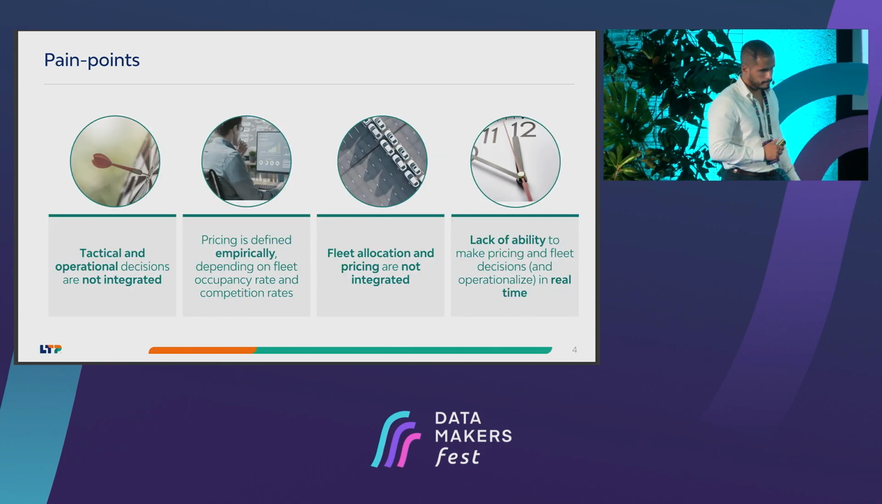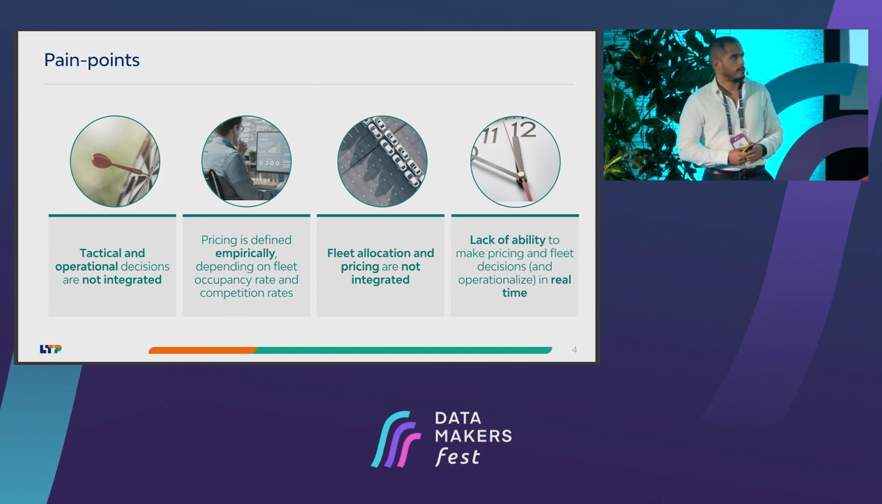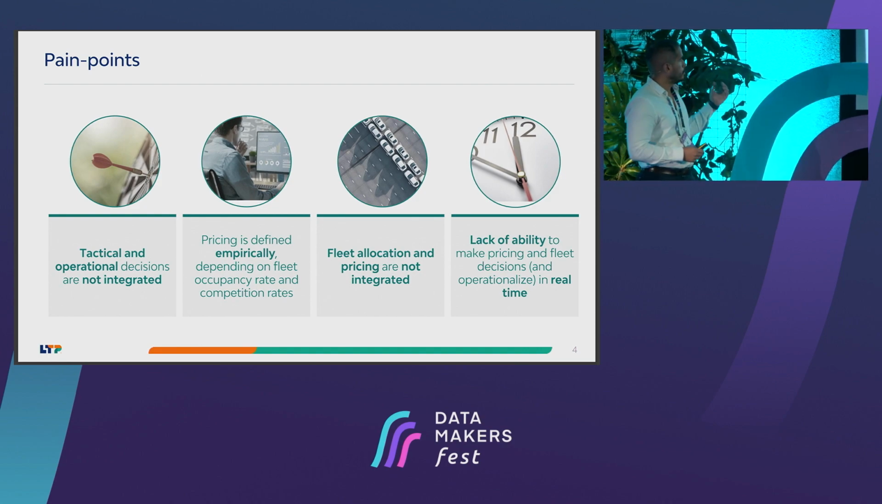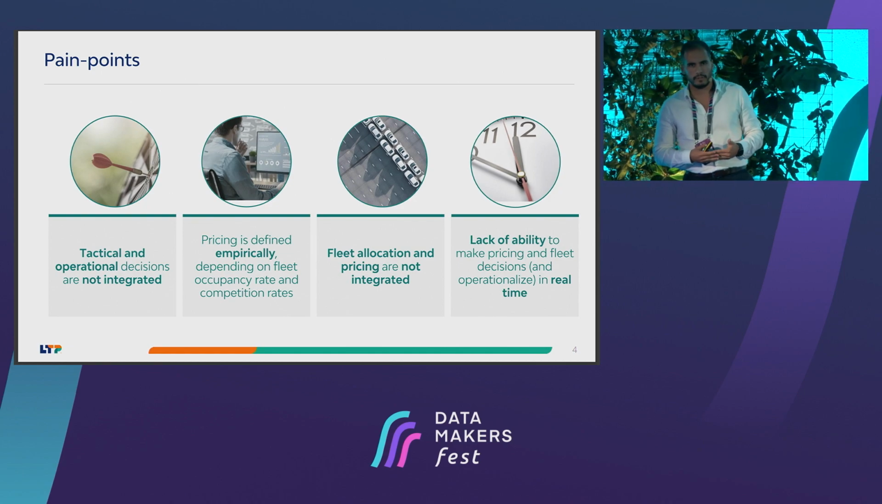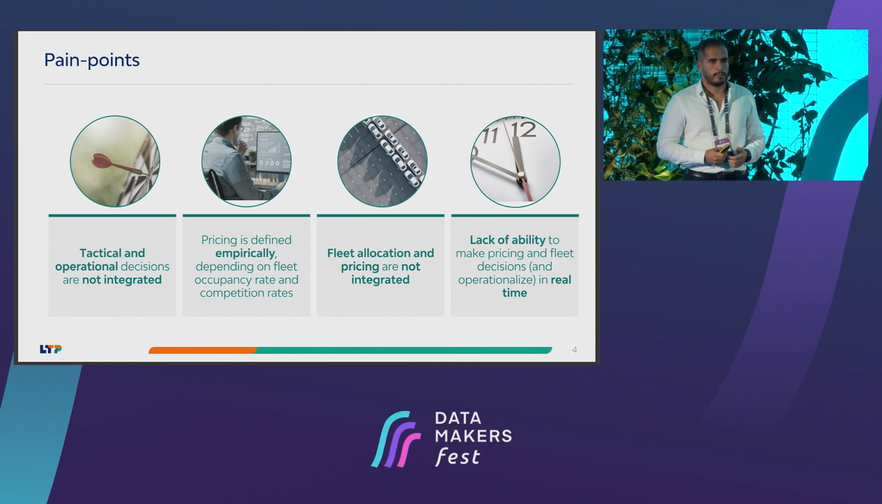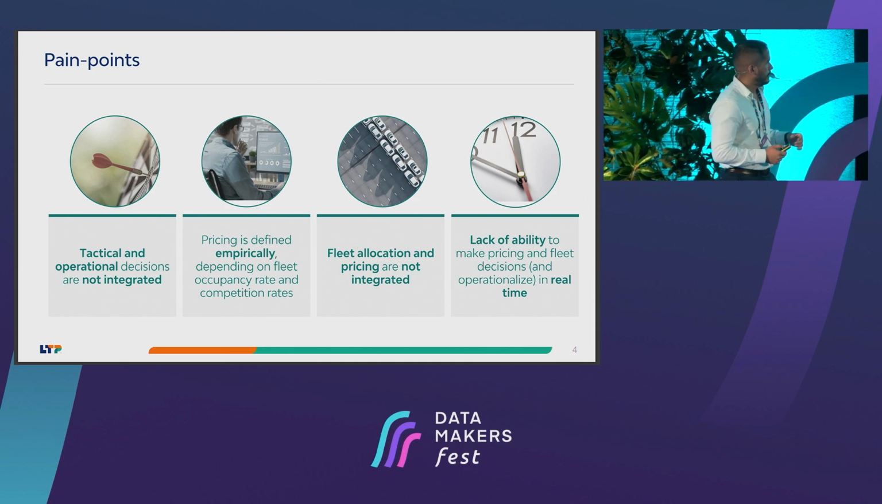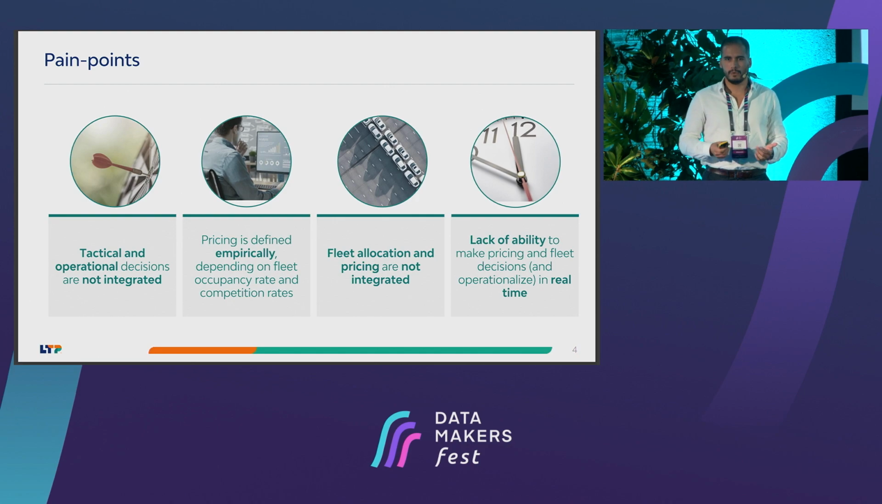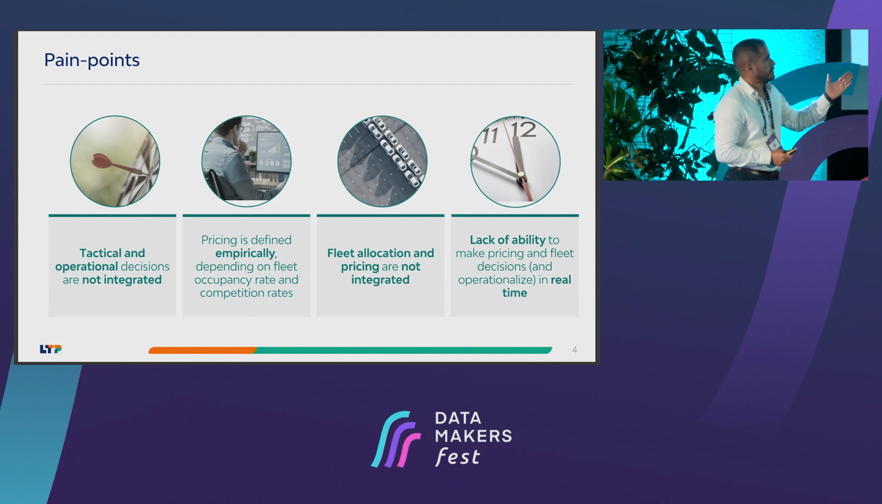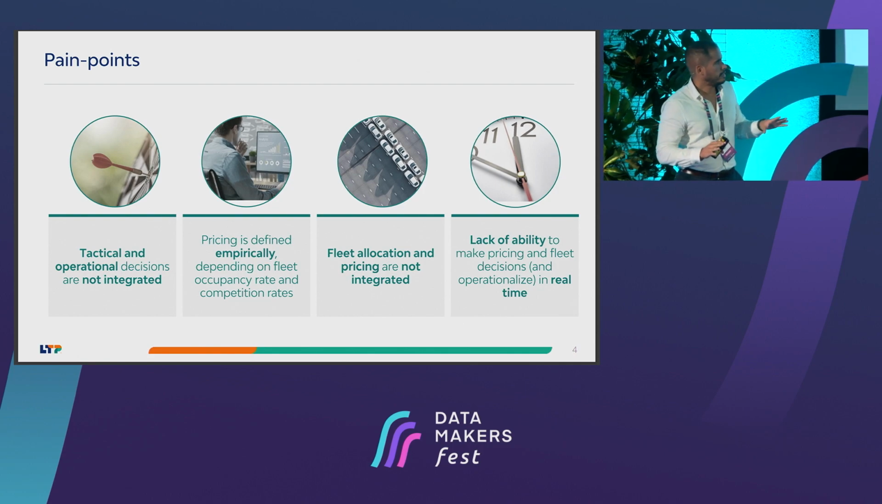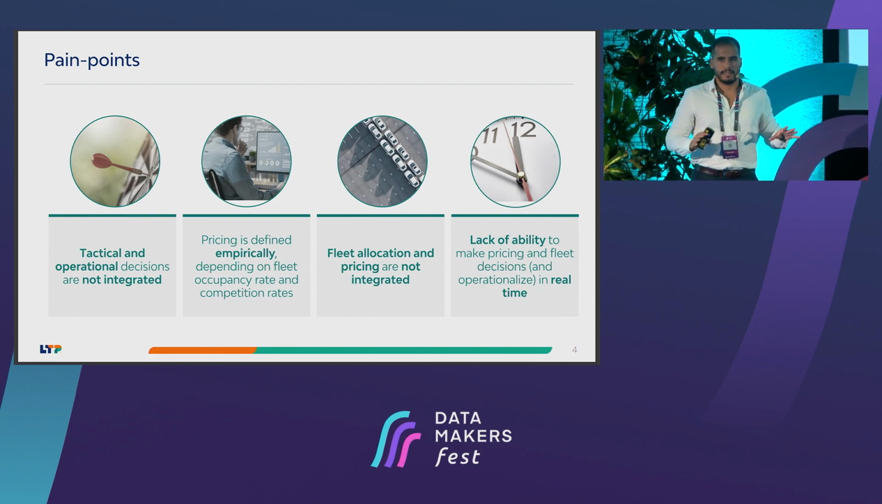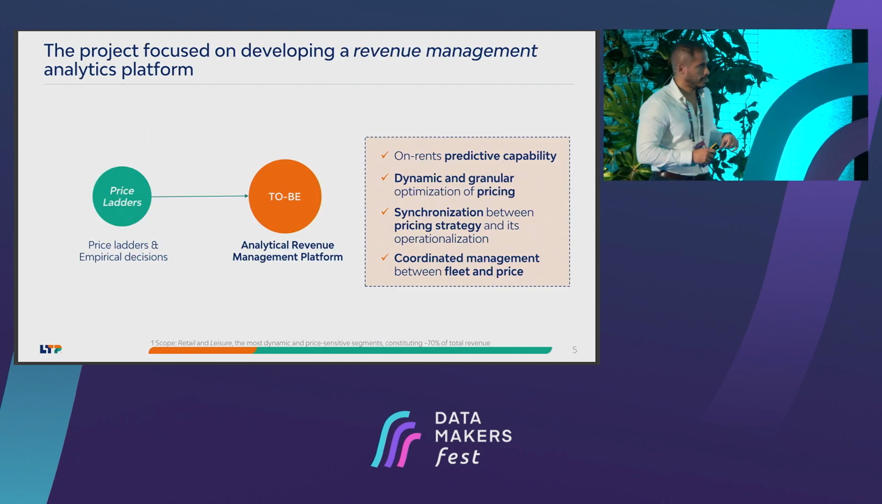as I mentioned before. Just a quick overview of what was happening before the project. These technical decisions and operational decisions were not integrated with each other. It was based on manual price changes and manual fleet rotation. The price is empirically defined based on their own rules, which they craft manually based on some basic statistic analysis. The fleet allocation and price were two separate decisions. And here we aim to take a look at this and build a strategic model.